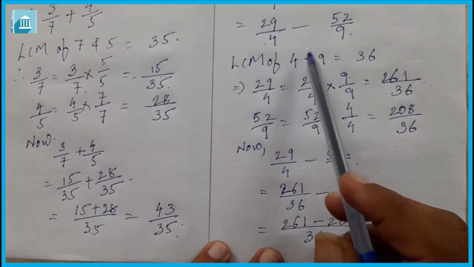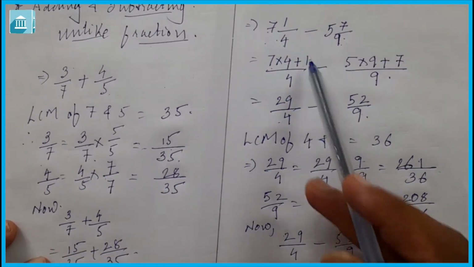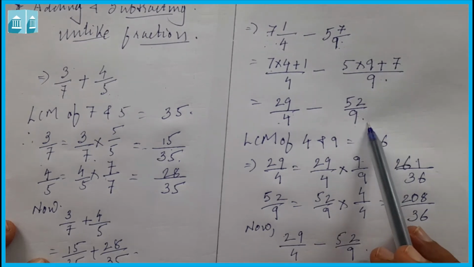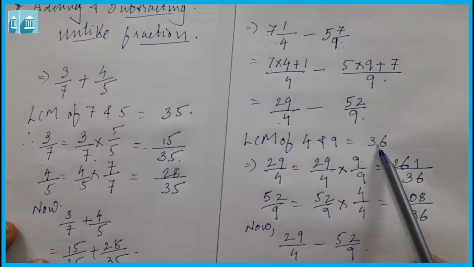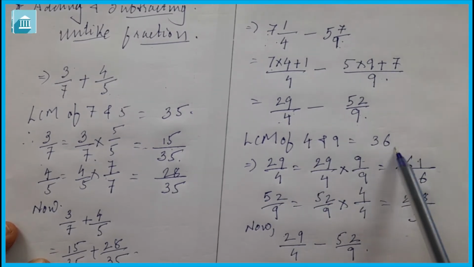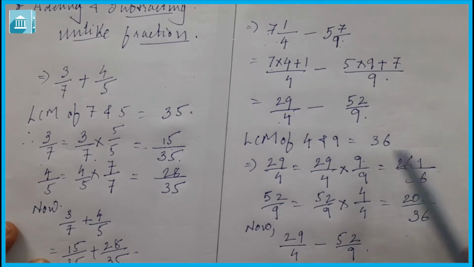Again here also we had done the same thing. These are mixed numbers, so first we converted them into improper fractions. Now these both have different denominators, so first we need to convert them into like fractions. To convert into like fractions, we need to find the LCM. After getting the LCM, we just have to multiply. For example, LCM is 36.